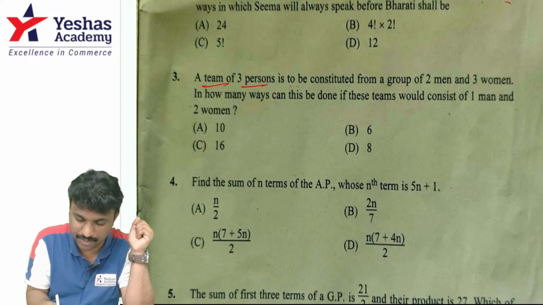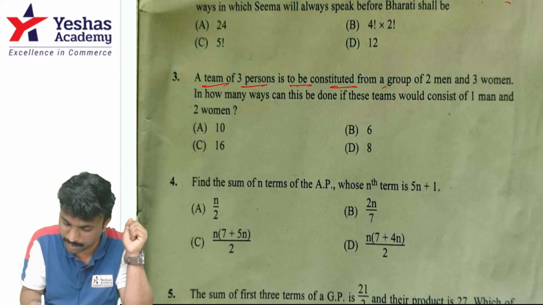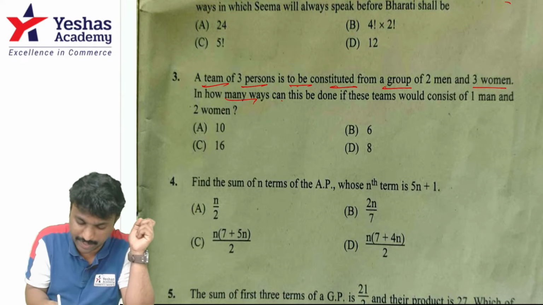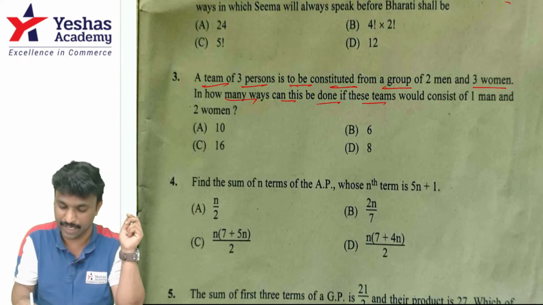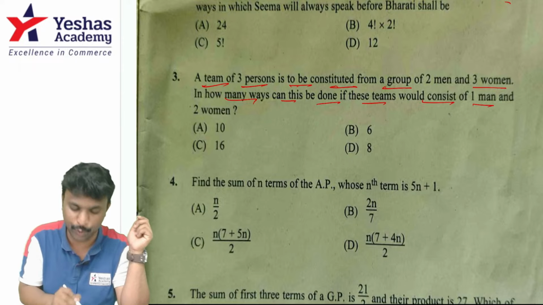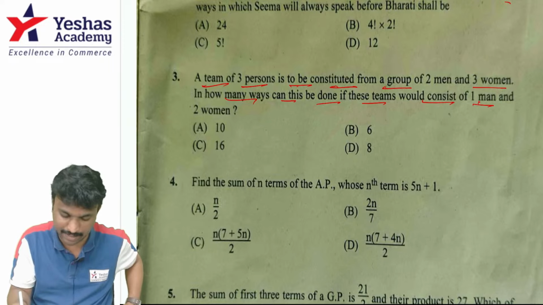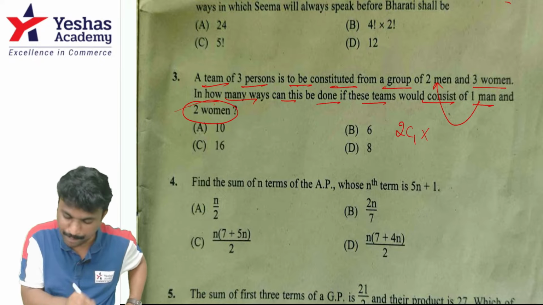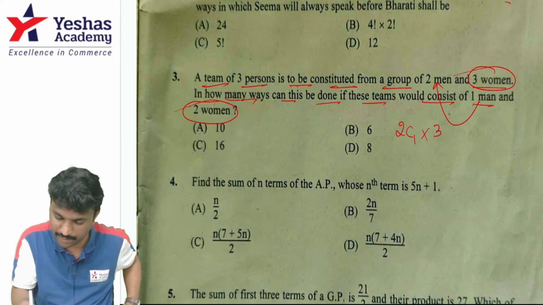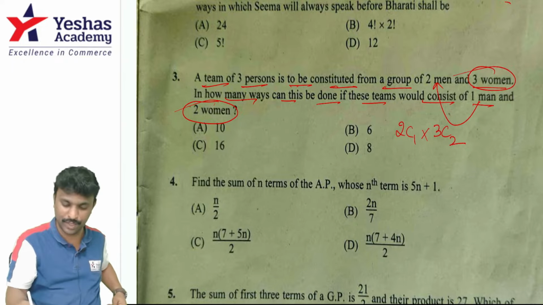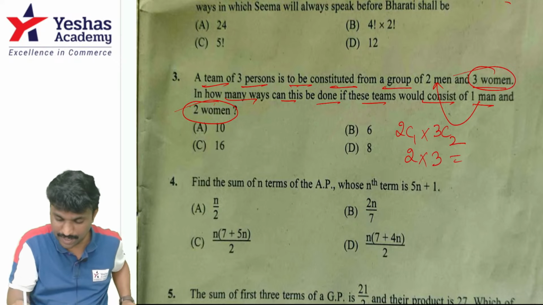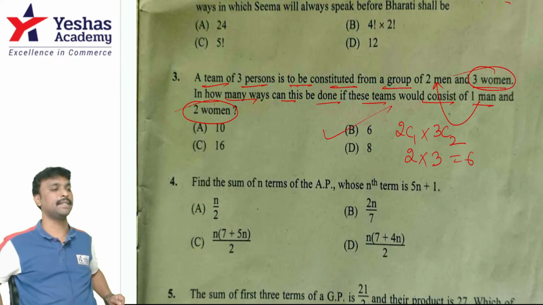A team of 3 persons is to be constituted from a group of 2 men and 3 women. In how many ways can this be done if the team consists of 1 man and 2 women? 1 man should be selected from 2 men in how many ways? 2C1. And 2 women must be chosen from 3 women in how many ways? 3C2. So 2C1 is 2, 3C2 is 3C1, which is 3. So 3 twos are 6 ways. Option B is the right answer.